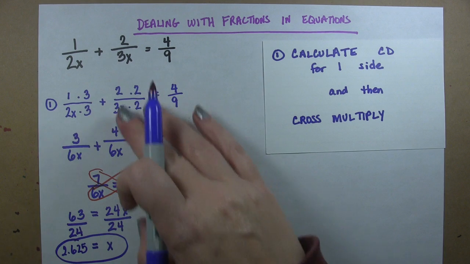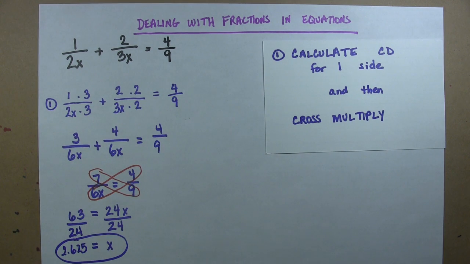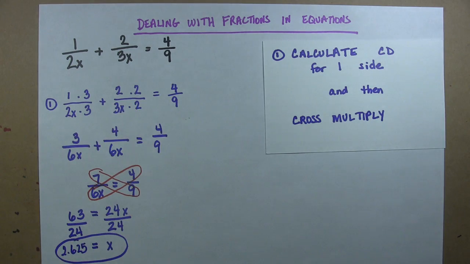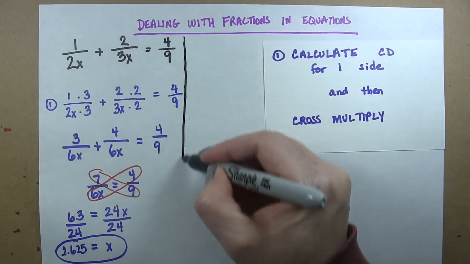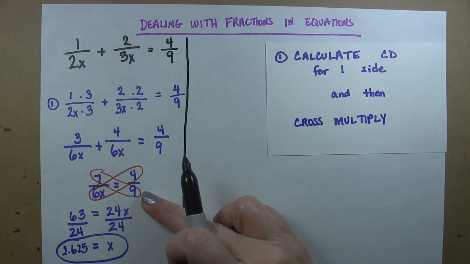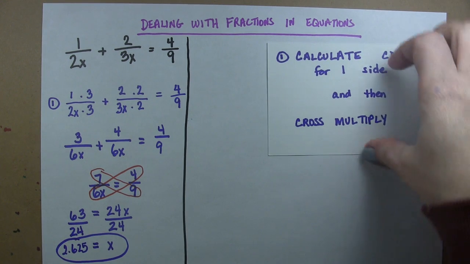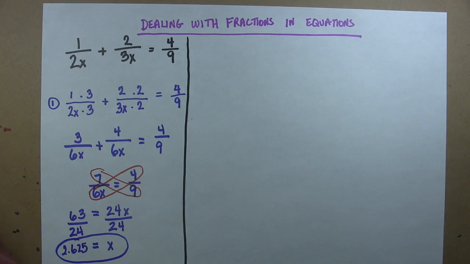All right, so hopefully this doesn't seem too weird to you. Again, we did a common denominator for just one side of the equation, and then we cross-multiplied to solve for x. All right, let's move to our second option.